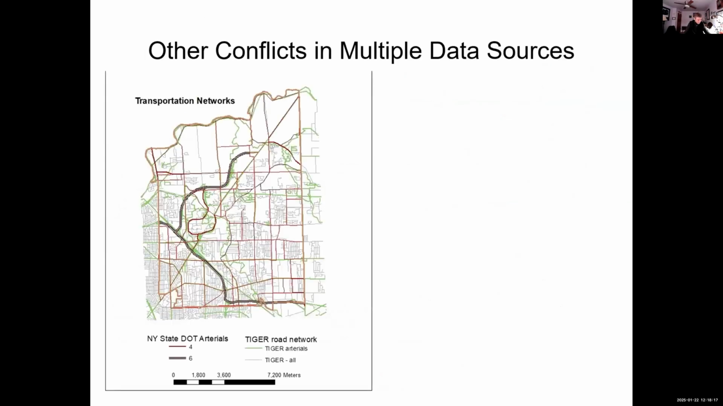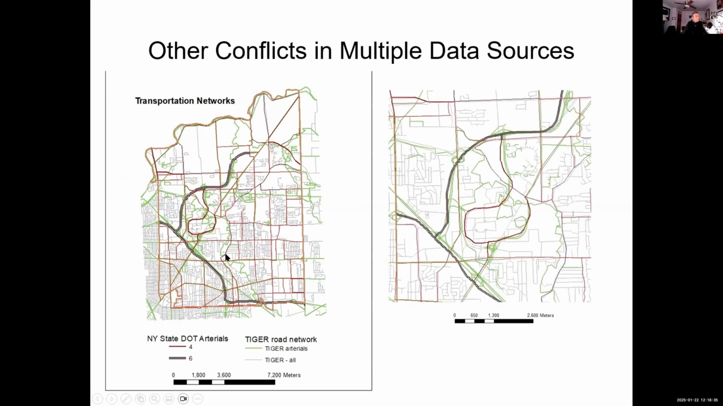This is transportation networks. The gray lines you see are Tiger local roads, and the green are arterials and interstates in the area. And in brown, you can see the New York State DOT arterials. And you can see, I'm going to blow up right here in the middle so that you can see in some places they match pretty well. And in other places, well, not so much. And so the question is, where do you put the arterial?